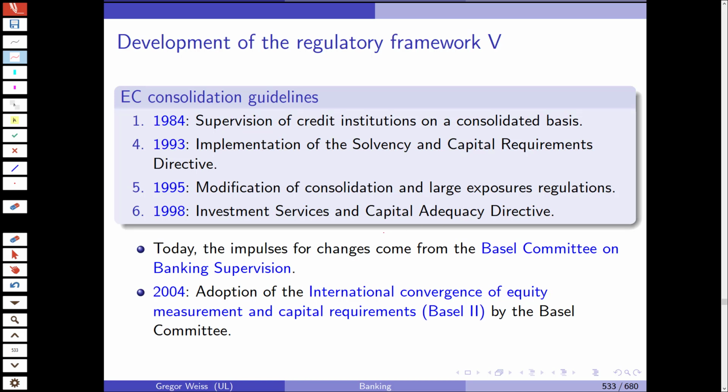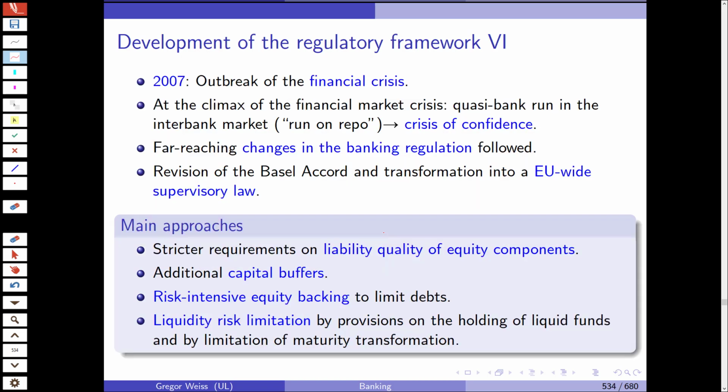And nowadays, all these changes usually are initiated by the Basel Committee on Banking Supervision, that is located in Basel, obviously, with the Bank for International Settlements, the BIS. In 2004, we probably saw the largest change to banking supervision in the European Union. Basel II was the second set of ideas set forth by the Basel Committee, and this became famous as Basel II, the adoption of the International Convergence of Capital Measurement and Capital Standards, Basel II.